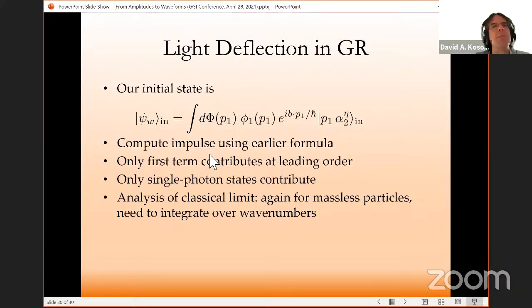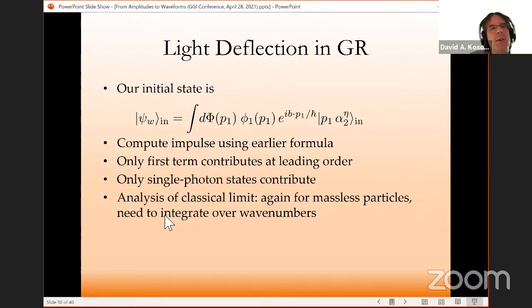So we use the same formula for the impulse that was given earlier. And again, at leading order, only the first term contributes. Of course, at higher order, you need to include both of those terms. And within the coherent state, mostly because of the structure of the gravitational scattering amplitudes, only the single photon states contribute. And one can go through the analysis of the classical limit. One finds, again, that it is the wave numbers for the momentum mismatch, the wave numbers for any final state additional radiation, and the wave numbers for massless loop momenta that are relevant.